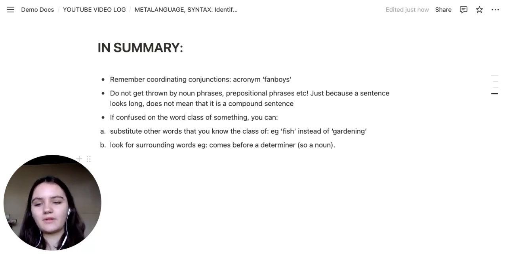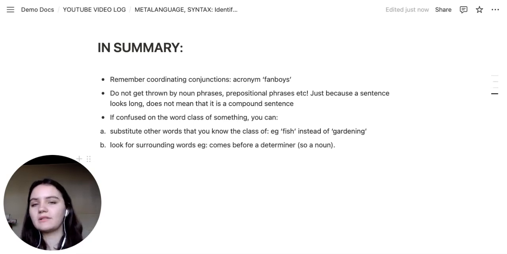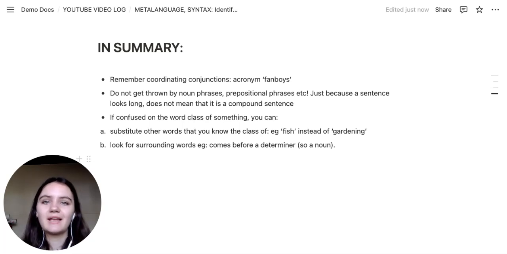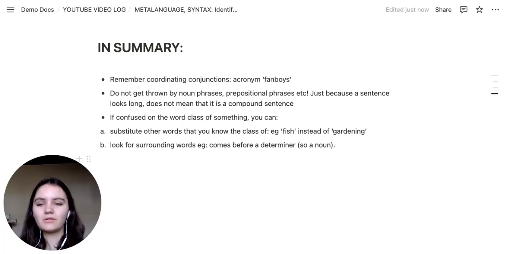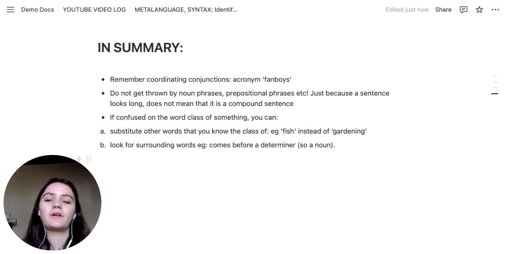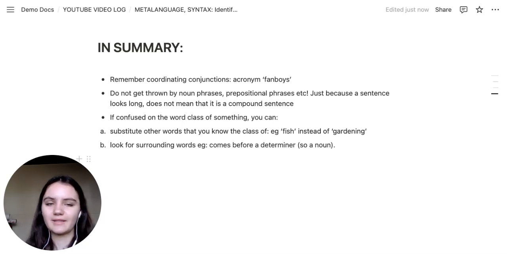What are the two main strategies you can use if you're confused on the word class of something? Substitute it with other words of the word class that you know. So if you're like, okay, "fish" is a noun in this context because it goes after a determiner, you can say "the fish" instead of "the gardening" and go, okay, that sounds grammatically right, therefore "gardening" must also be a noun. If you're also not 100% sure, you can look at the surrounding words. So for example, if it comes after a determiner like "the," you will pretty much know straight away, okay, this is a noun, or that sort of word class like a noun phrase.